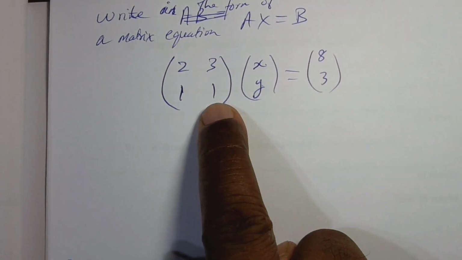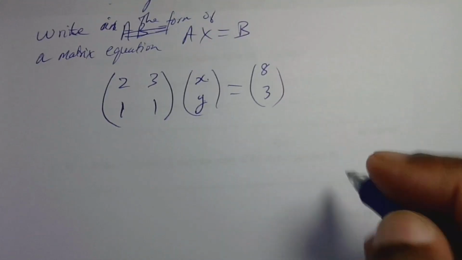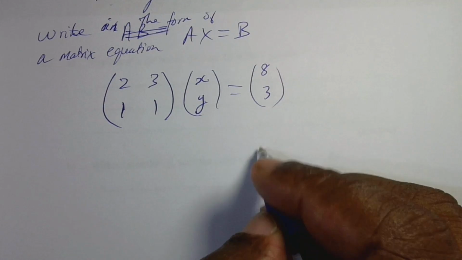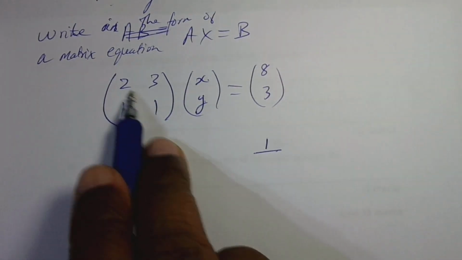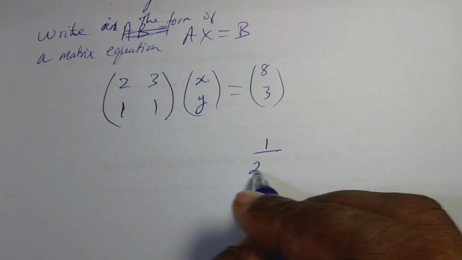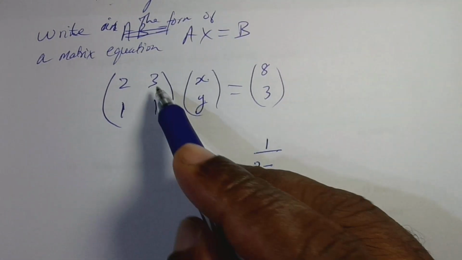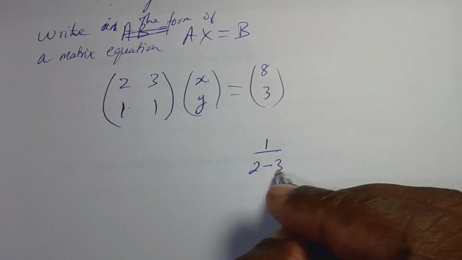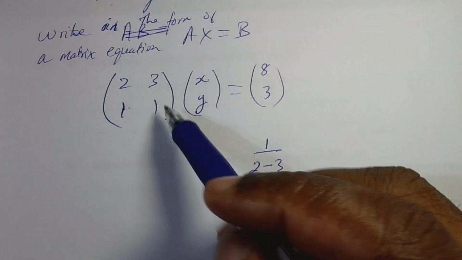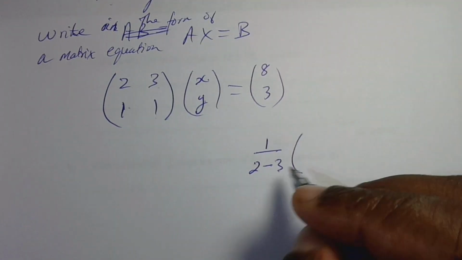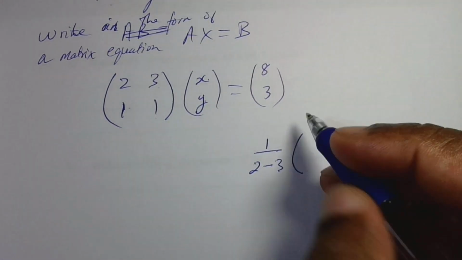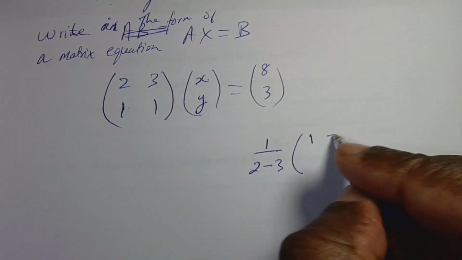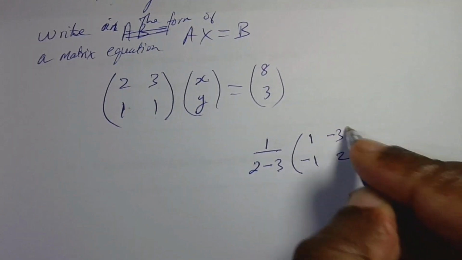So the inverse of this matrix, remember we said the inverse of a matrix is written as 1 over the determinant. So we find the determinant for this first off. It's going to be 1 over the determinant, which is 2 times 1, which is 2, minus 3 times 1, which is 3. So it's 2 minus 3. That's the determinant, 1 divided by the determinant, times the adjoint. So we're going to switch these guys. 1 goes here, 2 goes there. Change the sign on that, negative 3. Change the sign of that, negative 1.